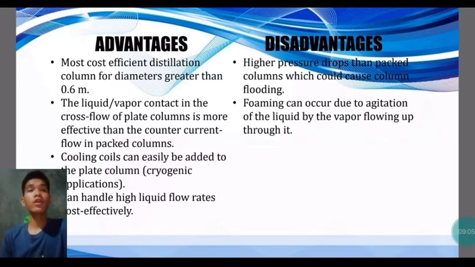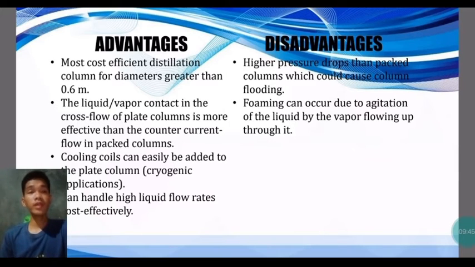Finally, we go on to the advantages and disadvantages of plate or tray columns. The advantages of plate or tray columns are: first, the most cost-efficient distillation column for diameters greater than 0.6 meters. The liquid or vapor contact in the cross flow of plate columns is more effective than the counter-current flow in packed columns. Cooling coils can easily be added to the plate column for cryogenic application. Can handle high liquid flow rates cost effectively.